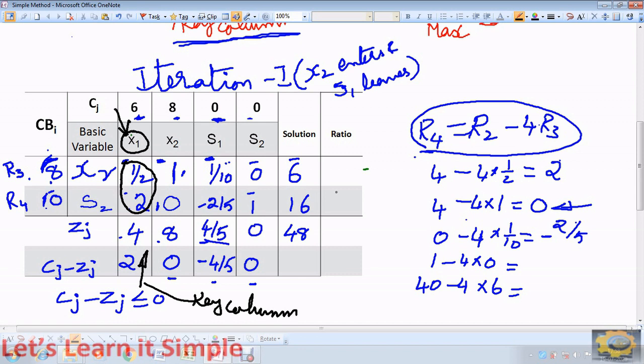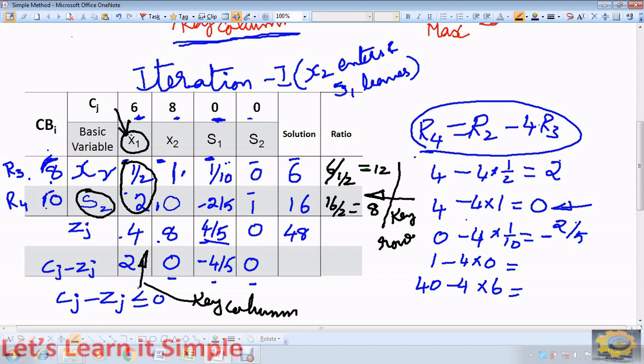Now in the key column we have these values. So we need to do something with the solution to get the ratio. So the ratio is 6 by 1 by 2, which is 12. Now here it is 16 by 2, which amounts to 8. Now in the ratio, we need to look for the least value as we did in the previous iteration. So 8 is the least, therefore this is taken as the key row. So we have key column x1 and key row s2, which means x1 enters and s2 will leave the solution in the next iteration.